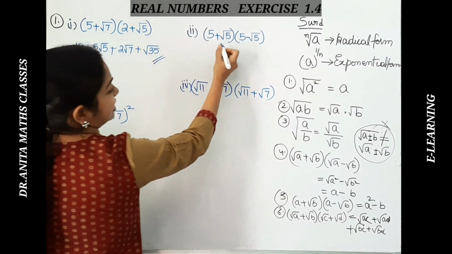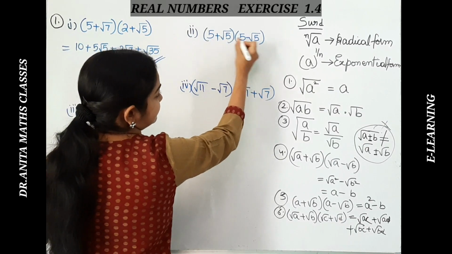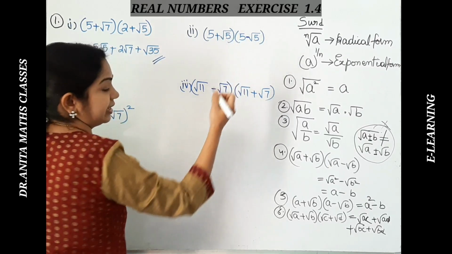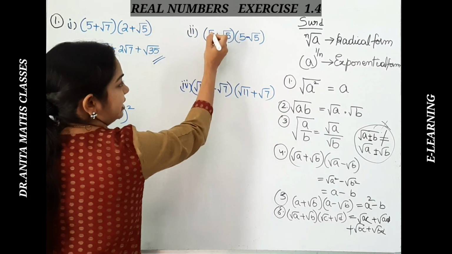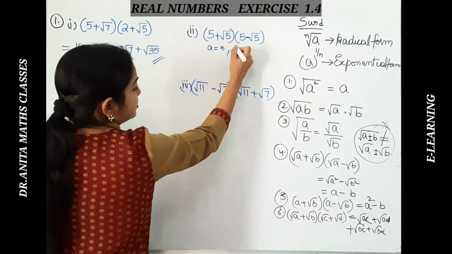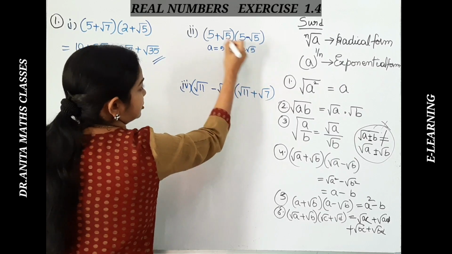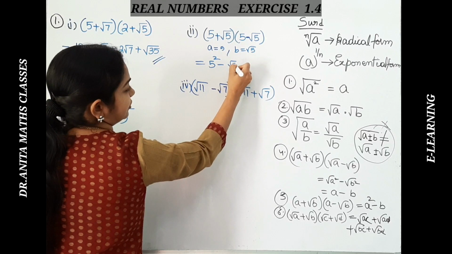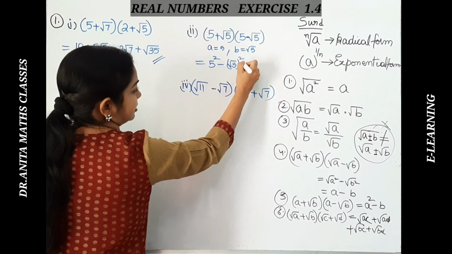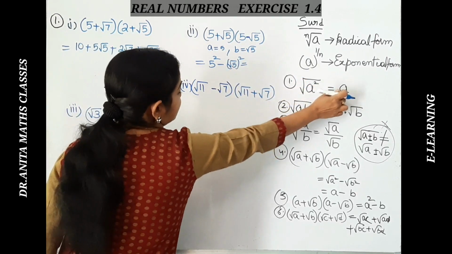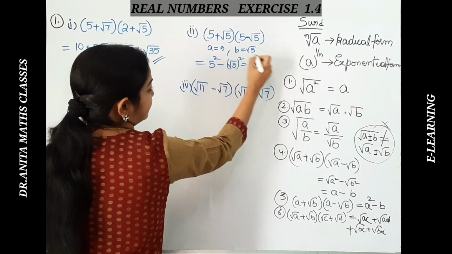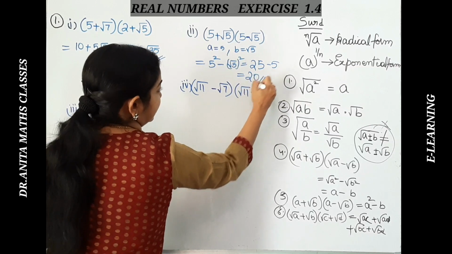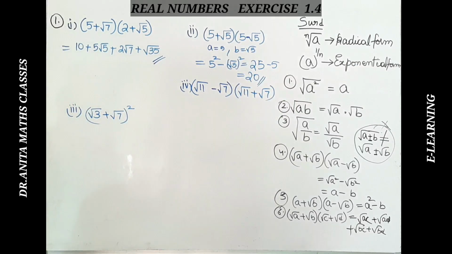Now if you are taking the second one, (a plus b) and (a minus b), see here same terms, but there is a negative sign and a positive sign. So here I can apply a square minus b square, where a is equal to 5, I can suppose b is equal to root 5. So a square minus b square means 5 square minus root 5 square. Root 5 square, the square root and square go away, and you get only 5. So 5 square is 25 minus 5, that is equal to just 20. 20 is the answer, applying that formula.